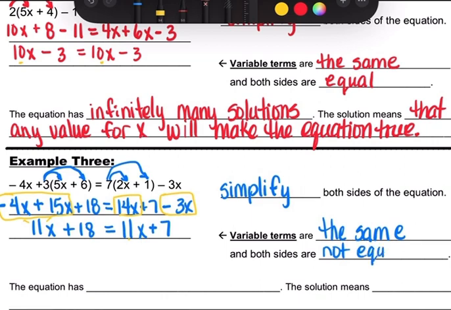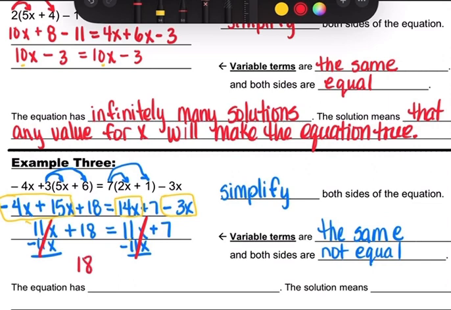So because they're the same, what happens to the constants? The constants are not the same, which means it's not equal. Because 18 will never equal 7. And 7 would never equal 18. So we continue to solve this by subtracting 11x from both sides. Our 11x's with our variable parts will cancel, and you're left with 18 does not equal 7. Always make sure you draw that line through the equal sign and show that it does not equal. No matter how many numbers you replace with x, you will never get a true solution. So the equation has no solution.